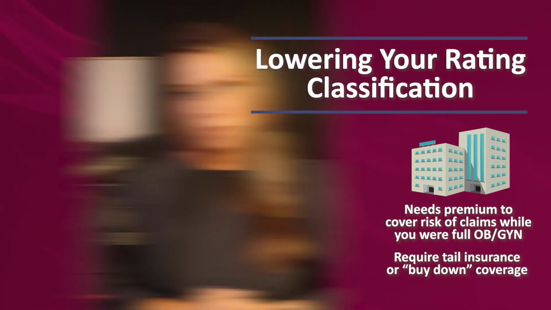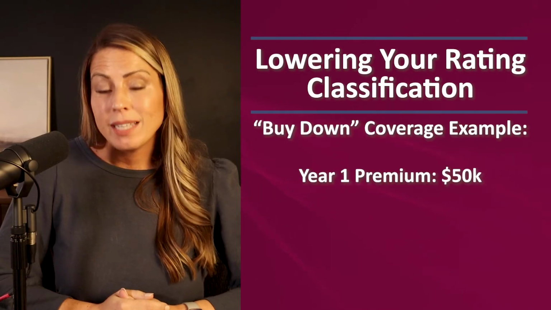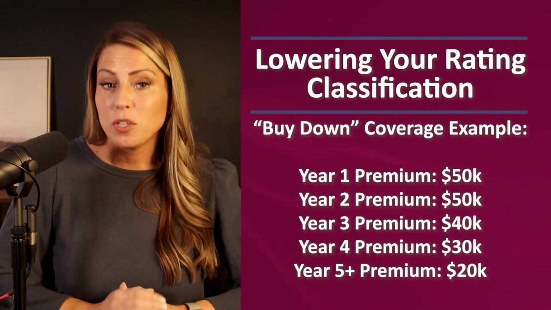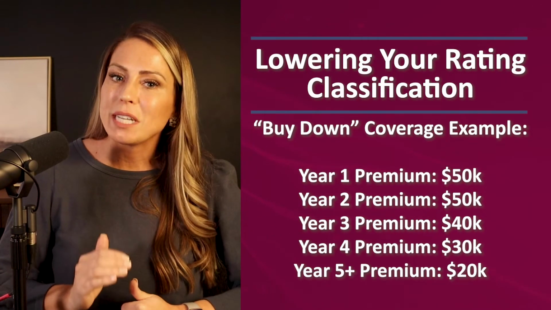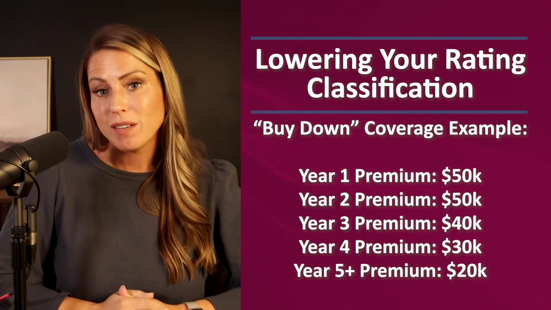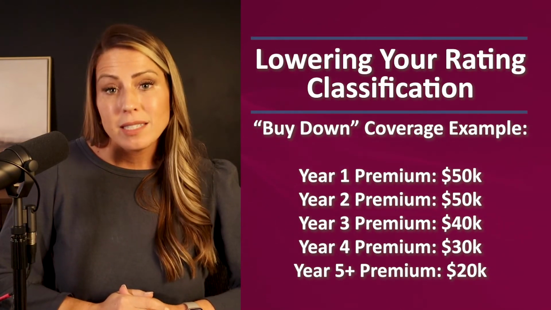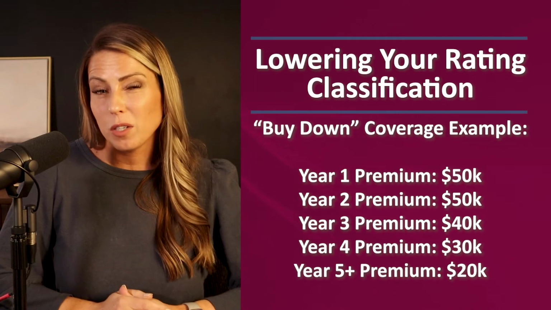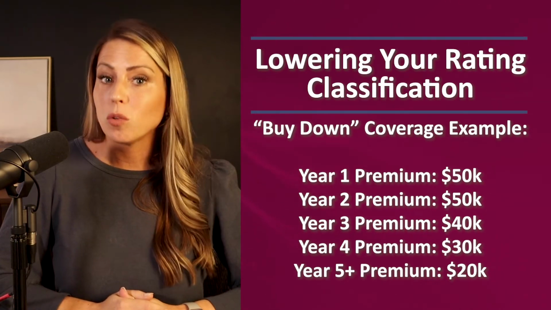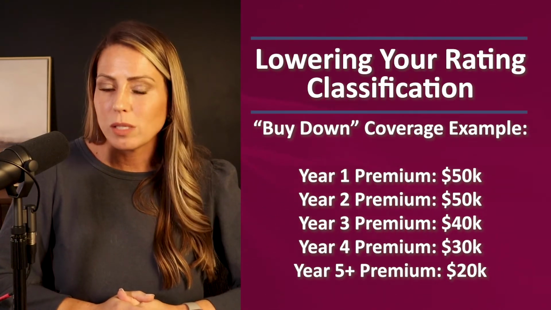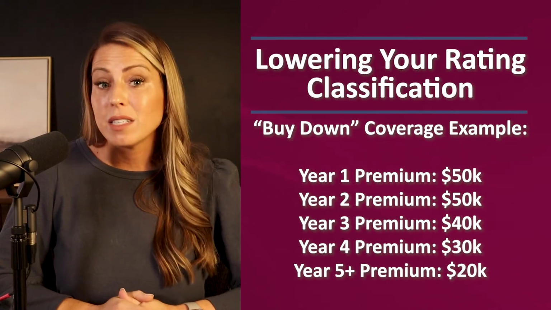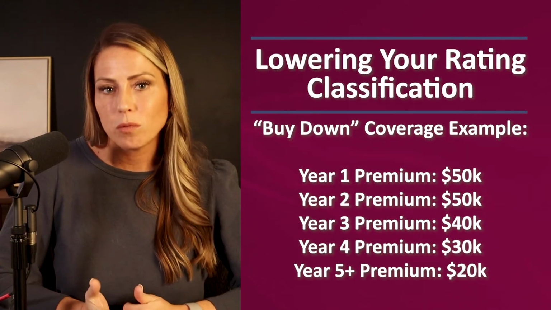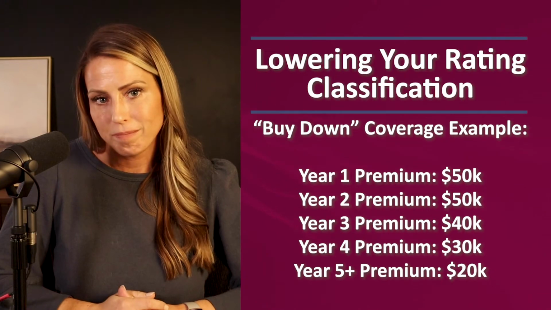or they might make you buy down your coverage. With a buy down, instead of immediately dropping you to the new lower premium, you'll step down gradually over the next 3 to 5 years. They might continue to charge you the $50,000 premium for a few years and then gradually lower it to $40,000, then $30,000, then to the $20,000 premium where it will remain for the foreseeable future.